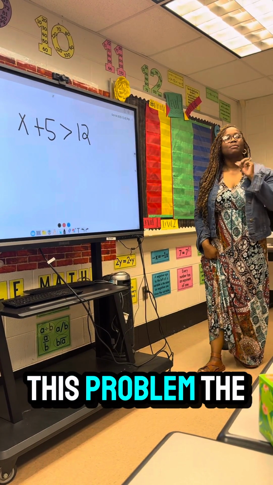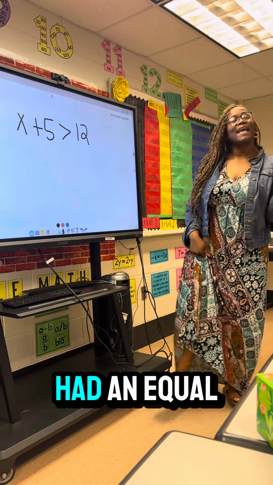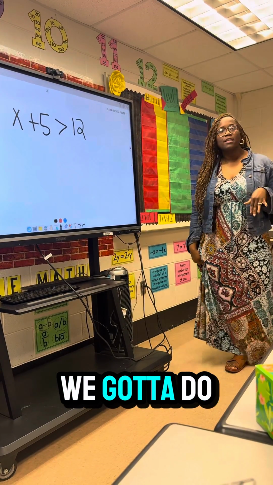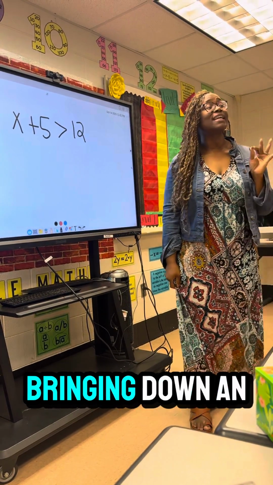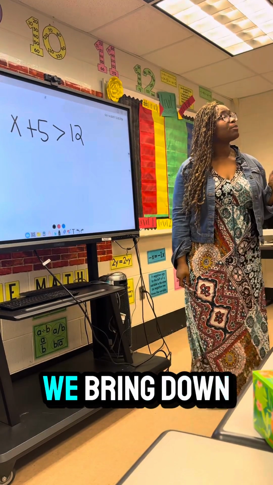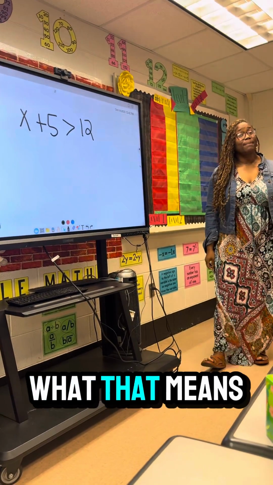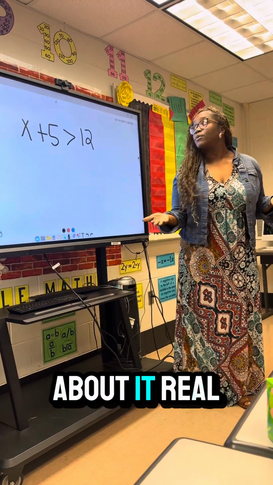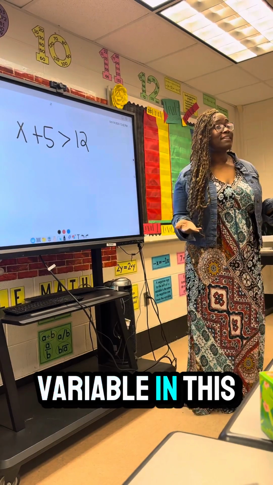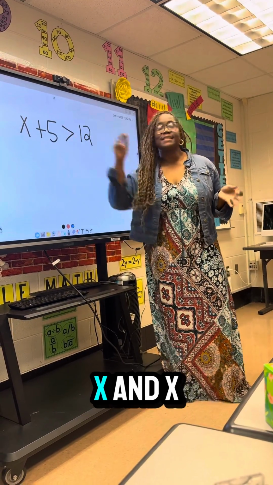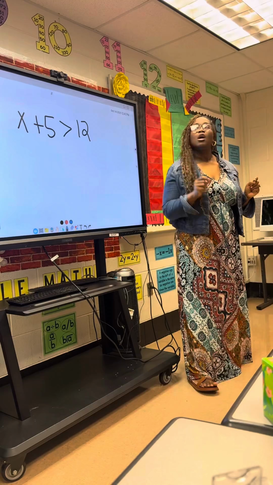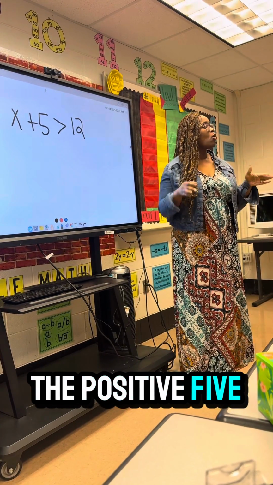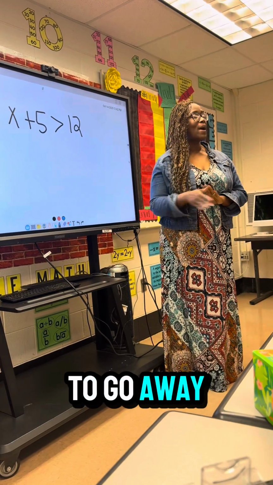We will work this problem the same way that we worked it if we had an equal sign. X wants to be by himself. We know what we got to do to get X by itself, but instead of bringing down an equal sign, we bring down the inequality. What that means is there's more than one answer, okay? Let's talk about it real quick. What is the variable in this inequality? X. And X wants to be alone. Who's keeping X from being alone? The positive 5. What do we do to get the positive 5 to go away?